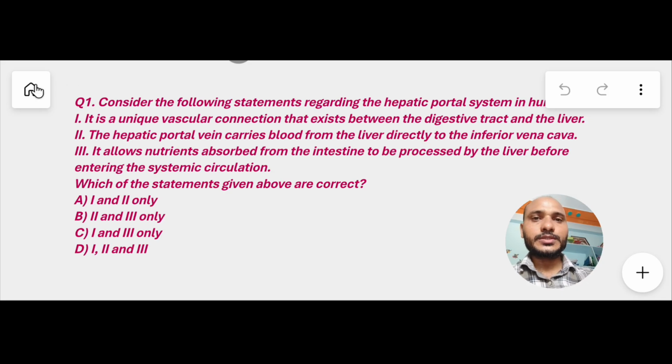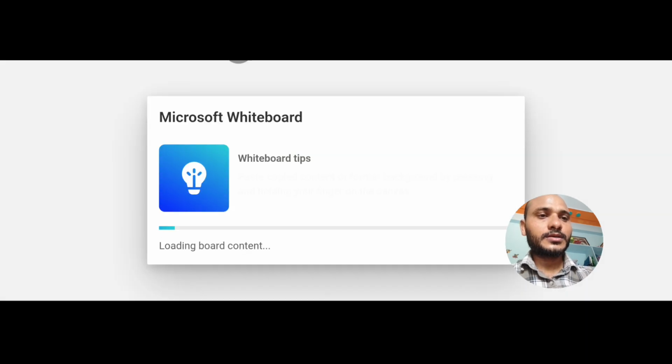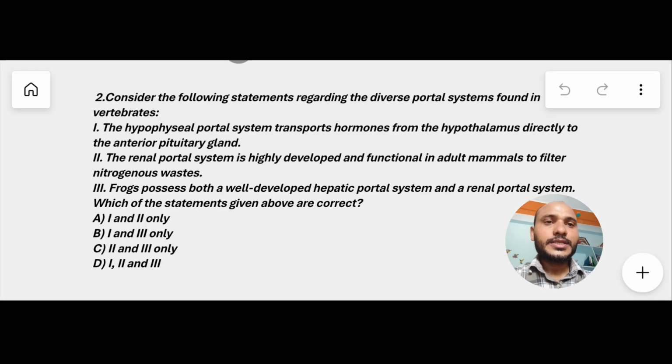One more MCQ. Here, MCQ 2. Consider the following statements regarding the diverse portal systems found in vertebrates. Just now we discussed there are 3 different types of portal systems found in vertebrates. Among that, there are 3 options. One is asking about hypophyseal portal system, second option renal portal system, and third, frogs possess. Which of the statements given above are correct?